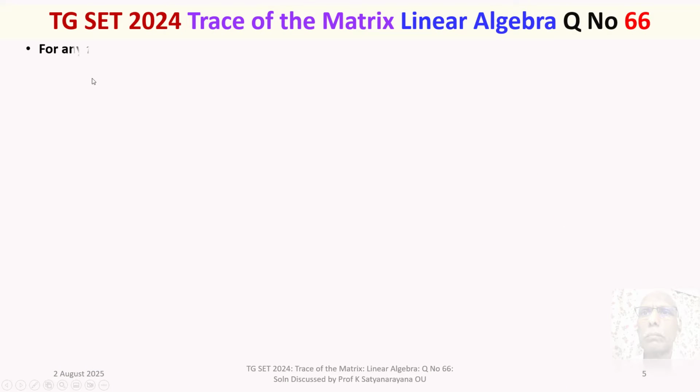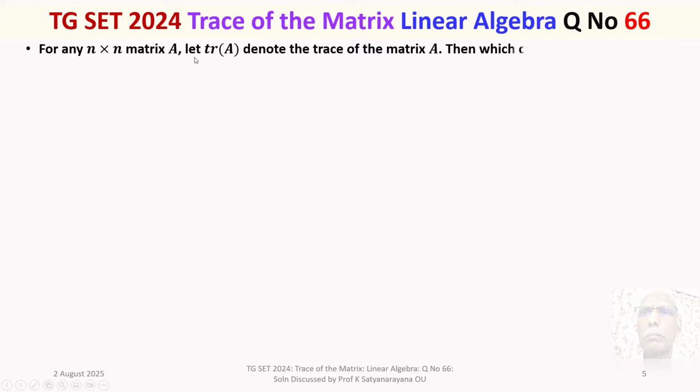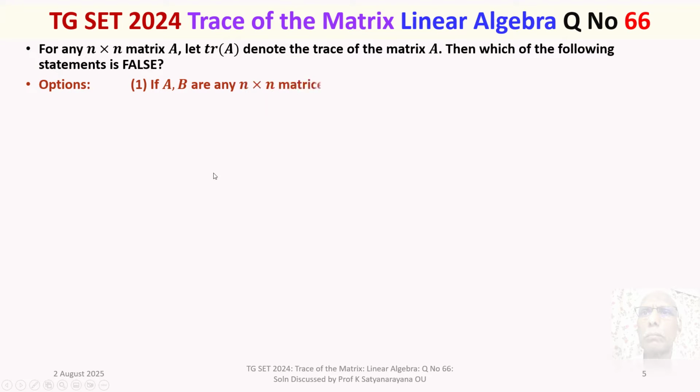Right. The given problem is: for any n by n matrix A, let tr(A) denote the trace of the matrix A. Then which of the following statements is false? We have to find out a false statement. That means out of these four options, three of them are true and one is false, and we have to identify that option.